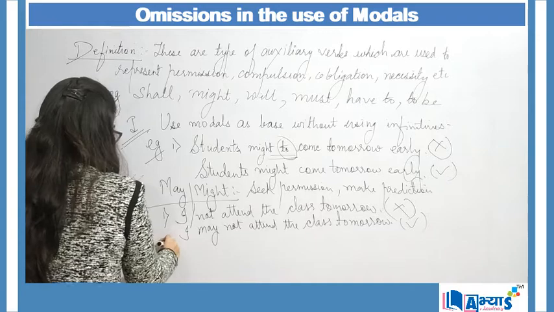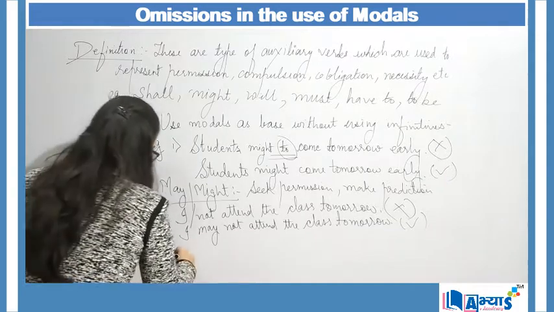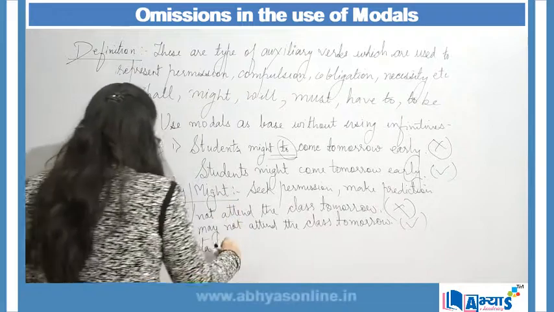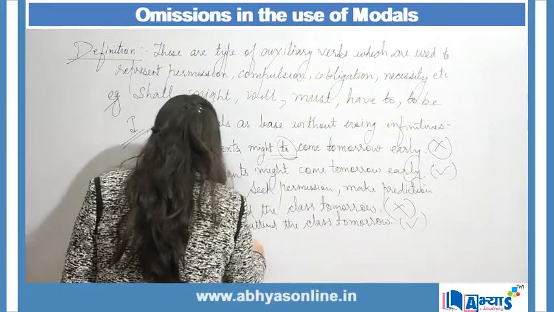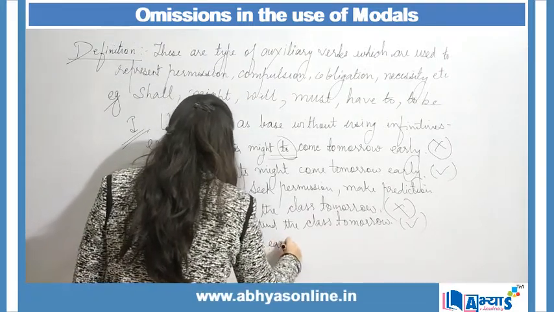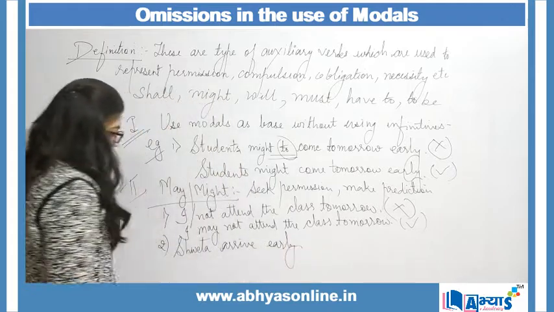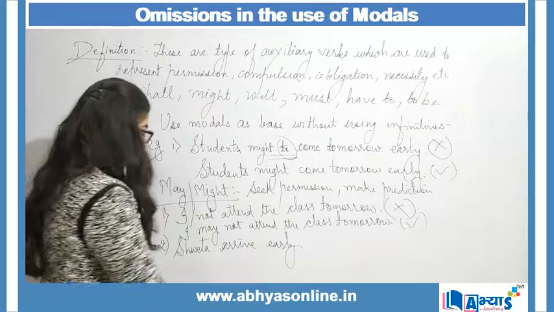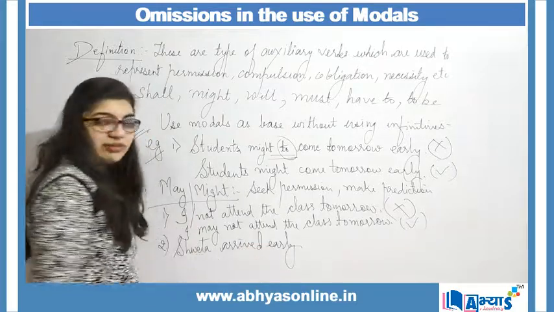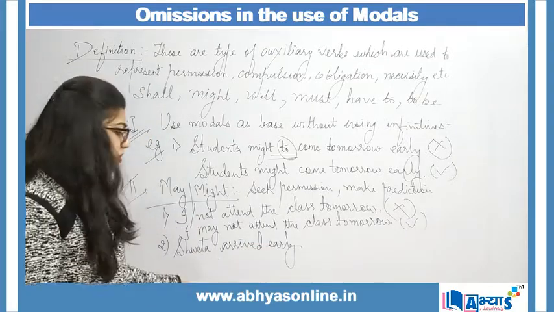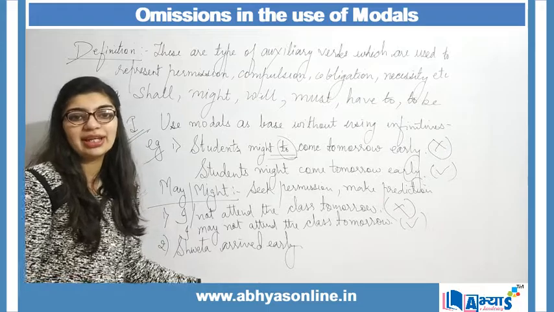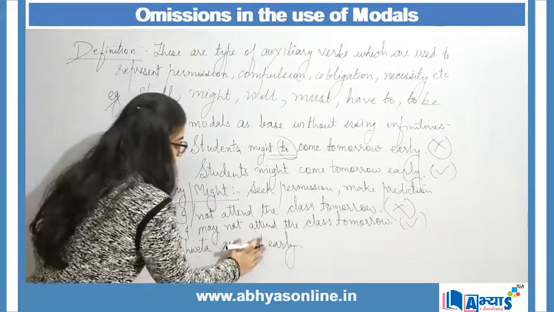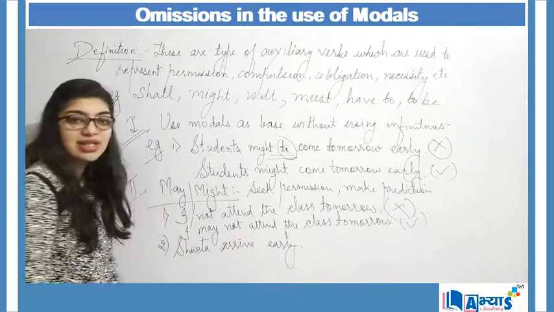Then another example can be: Shweta arrive early. When I say Shweta arrive early, my sentence is wrong. If I used the word arrived early, then there was no need to add or eliminate any word. But here I am not using arrived. I just say arrive.